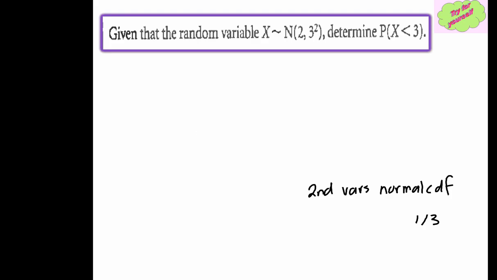Given that the random variable x is normally distributed with a mean of 2, and remember this is the variance, 3 squared, so the standard deviation is 3. So the mean is 2 and the standard deviation is 3. They'll tend to have the square there. Determine the probability that x is less than 3. So they want to know the area under the curve. But what we need to do first of all is transform the x value into the standard normal curve.